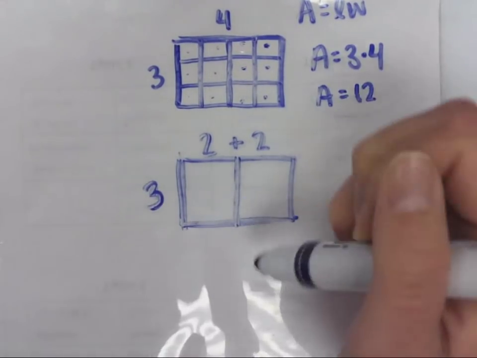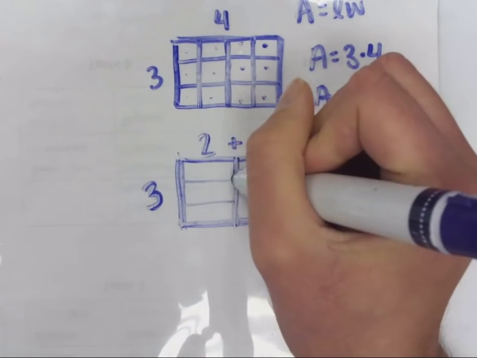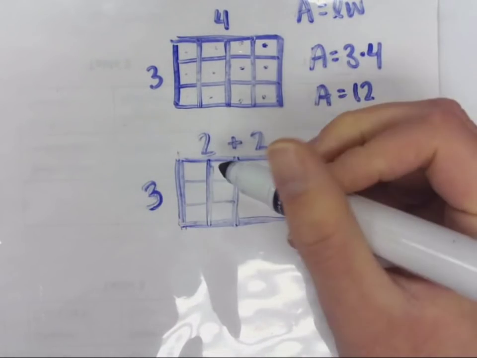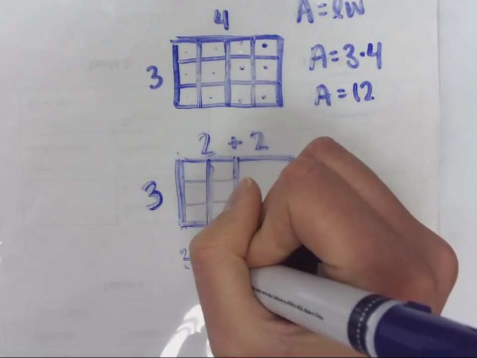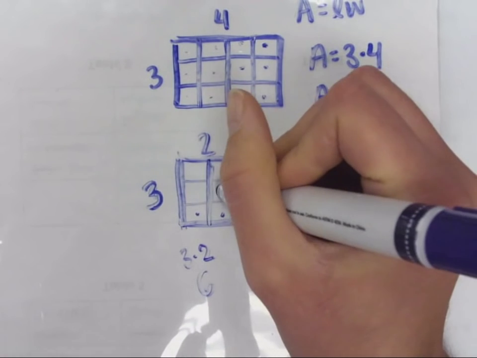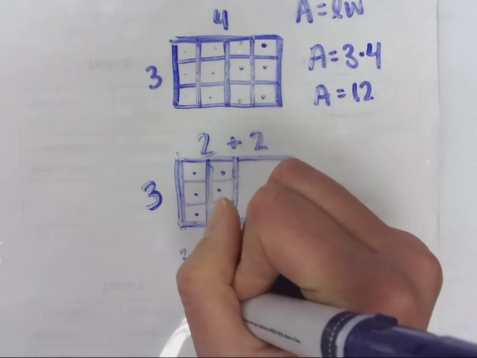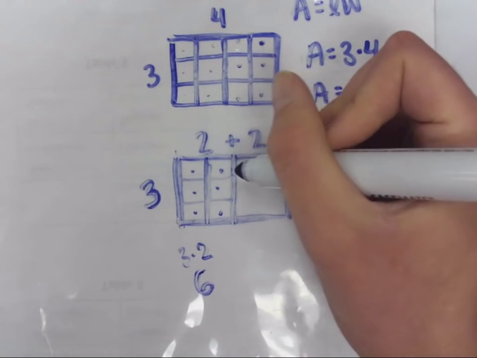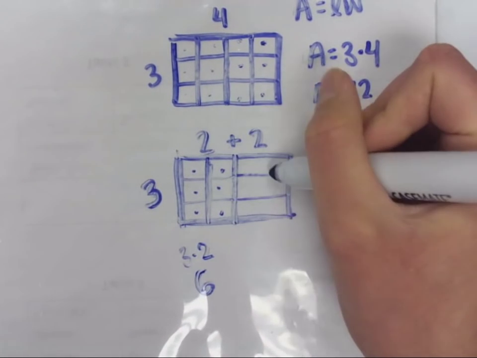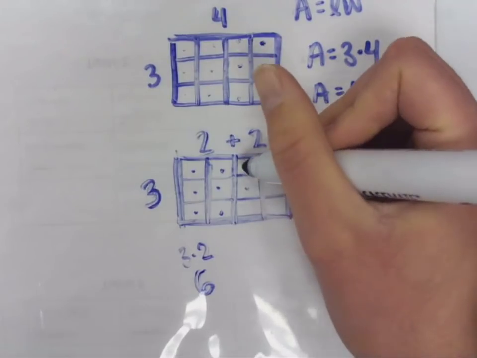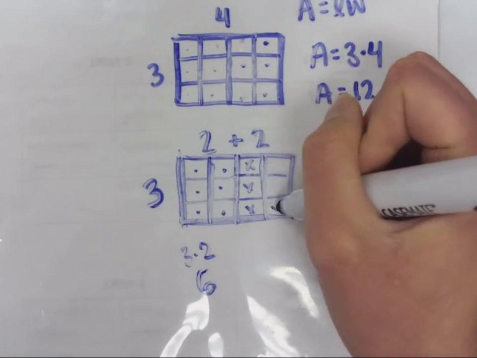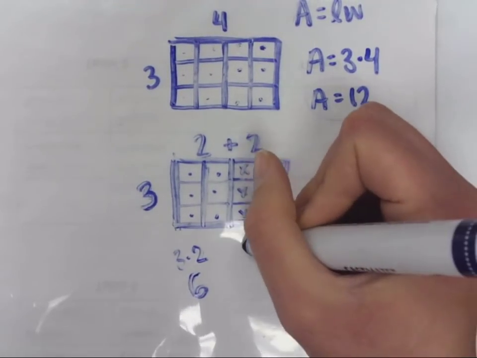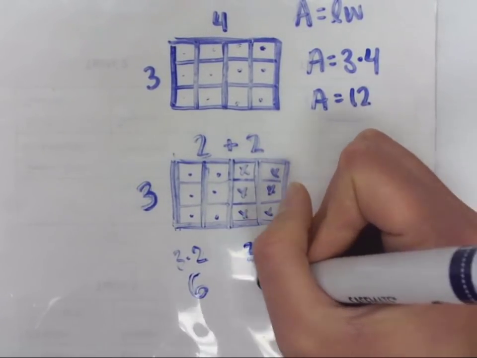I know that for this box I would still have 3, and it'd be divided in half into 2, so I would have 3 times 2 for my area, which is going to be 6. 1, 2, 3, 4, 5, 6. That marker's dying. On this side I would do the same thing. Still 3, still 2, 1, 2, 3, 4, 5, 6, and I'm just using an X just as a different symbol to represent that. So again, I would have 3 times 2, which is 6.